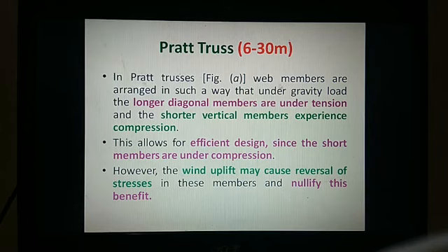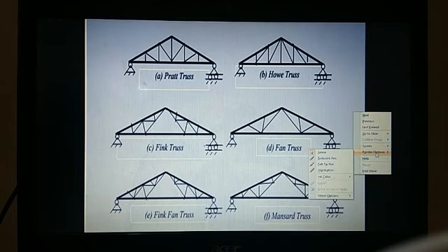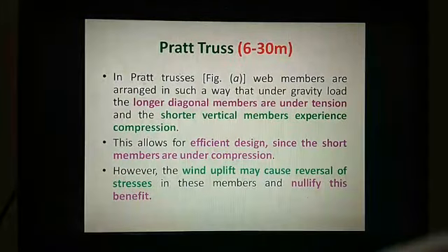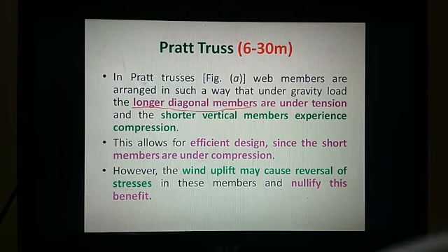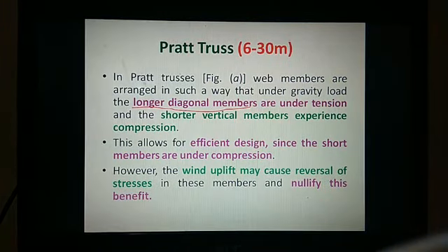In the Pratt truss, the first picture which I showed here, it can accommodate spans up to 30 meters as we discussed. Here the Pratt truss web members are arranged in such a way that under gravity load, the longer diagonal members are under tension and the shorter vertical members experience compression. Straight away you can see these are the longer diagonal members, subjected to tension, and the shorter vertical members are subjected to compression. So this allows for efficient design.